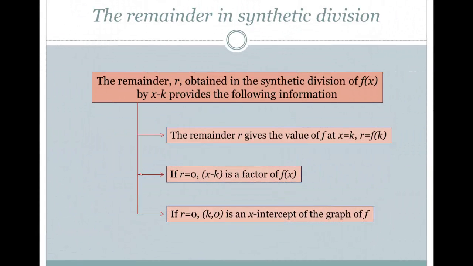Now the remainder theorem is carried out a little bit further. The remainder gives the value of the function at that specific k value. So the remainder of the synthetic division is equal to f of k. If r is equal to 0, if I get 0 when I do synthetic division, then I have a factor. And obviously if it's a factor, the point k comma 0 is going to be an x-intercept. Okay, these you already know. All right.